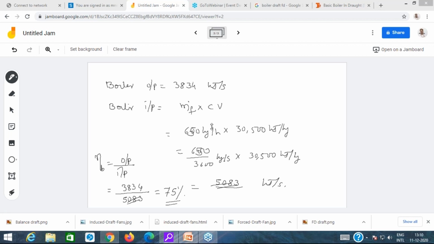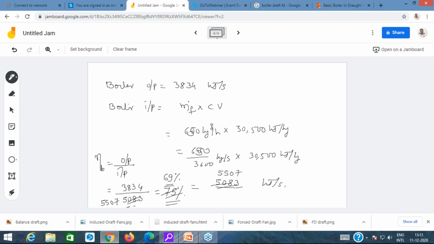Okay, so the new values now, Kunal has given me the new value. It is 5507. Okay, so just take this as 5507 and redo the efficiency calculation. So yeah, thank you, Omkar. So efficiency is about 69%. Okay. All of you have followed these calculations? It's pretty simple. Whether you have followed this or no.